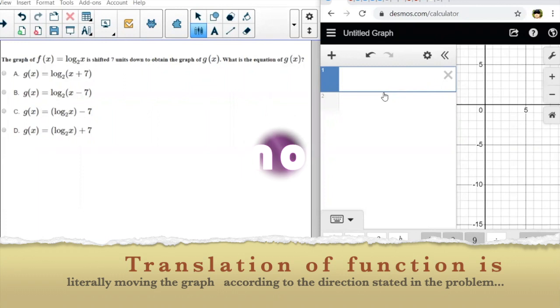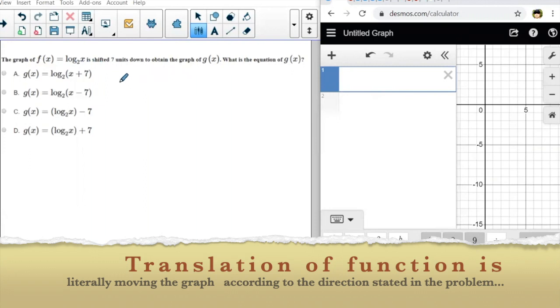The graph of f of x equals log of x to the base 2 is shifted 7 units down to obtain the graph of g of x. What is the equation of g of x? Right? So the same thing, what we're going to do is just understand what the statement of the question is.